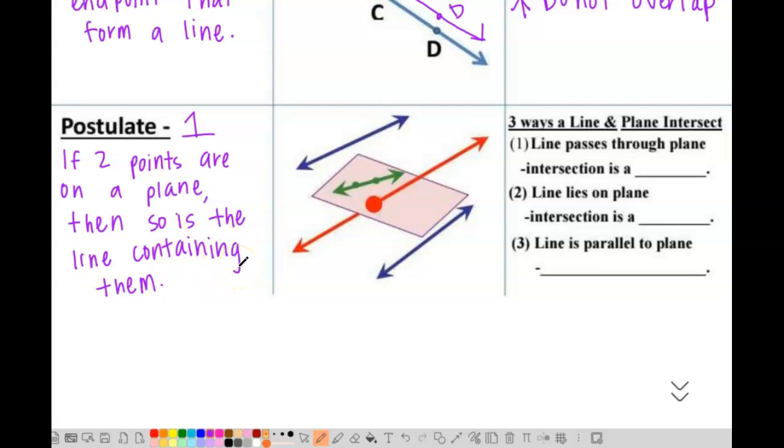All right. Everybody okay with that postulate? You understand it? Postulate number 1. If there's 2 points on a plane, then the line that contains them is also on the plane. Okay?